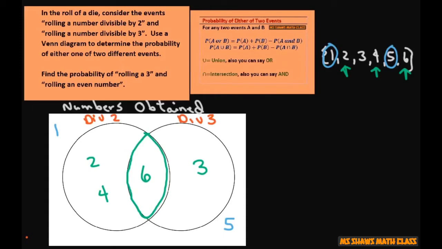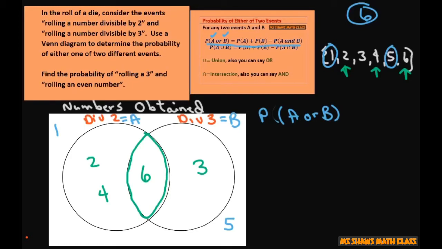Our total sample space is a total of 6. So we want the probability of divisible by 2 or 3. So what we're going to use is this formula here. It's the probability of A or B, and I'll just call these A and B. So A is divisible by 2, and B is divisible by 3, and here's your formula.